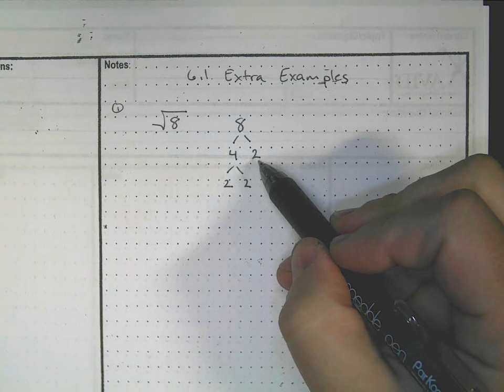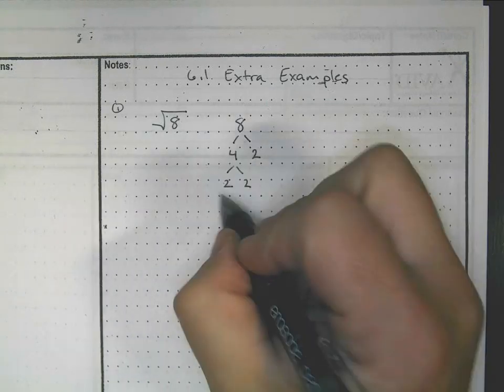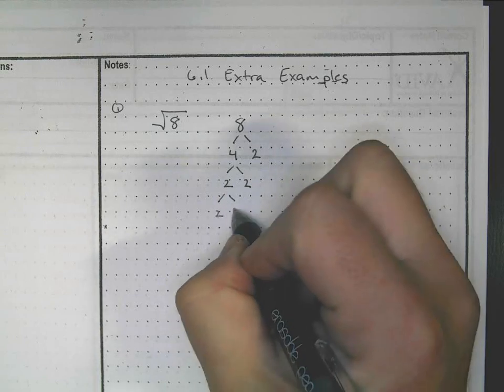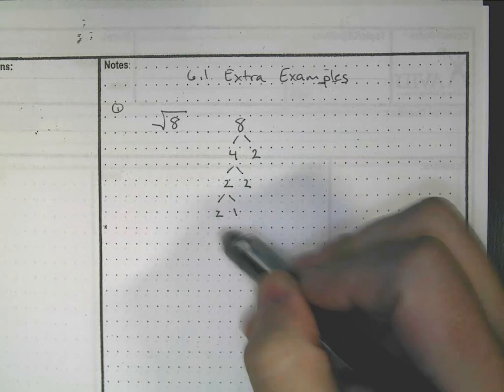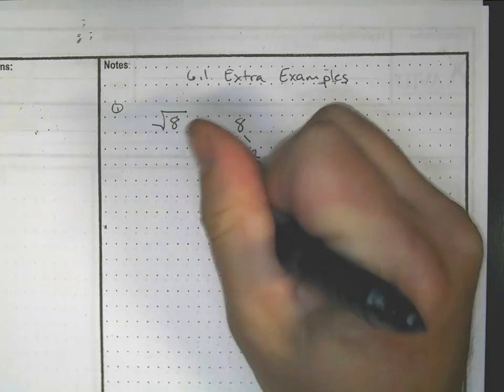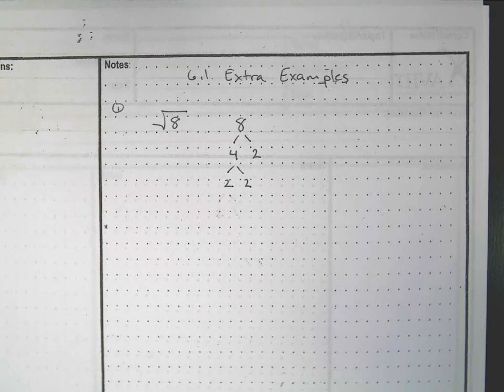Now, once we can't factor anymore, we stop. And what I mean by that is we do not want to do 2 times 1, because there's no value. I could just go on forever: 2 times 1, 2 times 1, 2 times 1. So we'll just stop right there. This is where we're stopped.